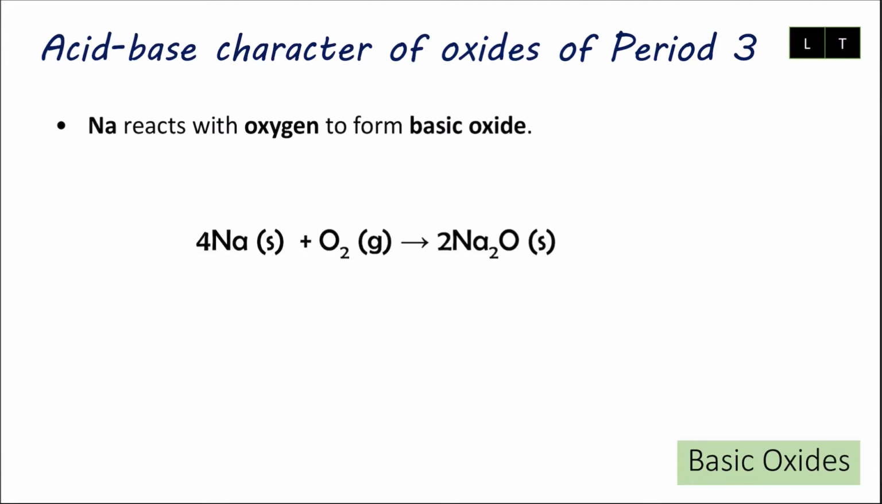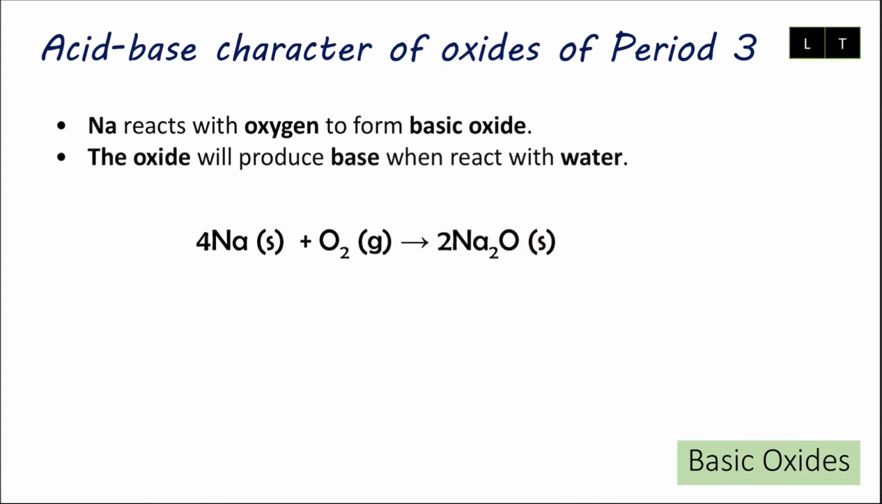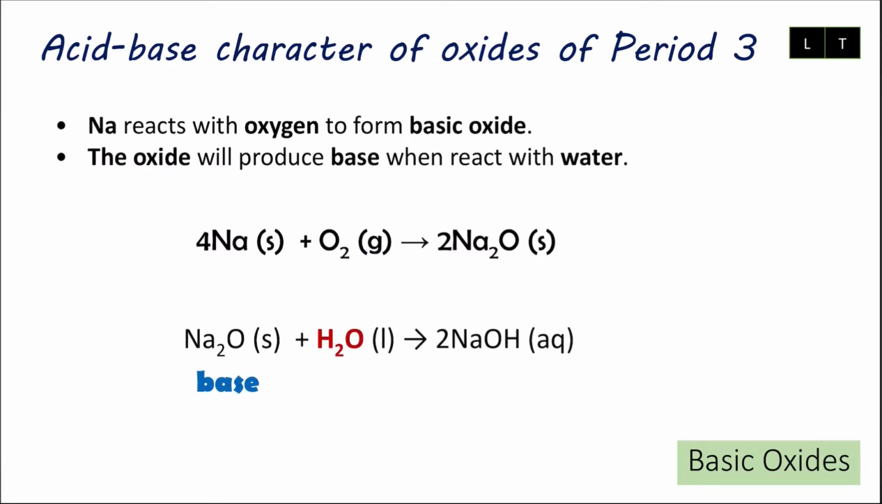So kita ada this equation: Na, sodium metal, reacts with oxygen, it will form Na2O. And then this is the equation for how to form the basic oxide. So basic oxide kita adalah Na2O. After that, this basic oxide akan react with water to form base. As you see here, this basic oxide reacts with water to produce NaOH. So, inilah base yang kita masukkan. So, hopefully, you can understand how sodium reacts with oxygen.